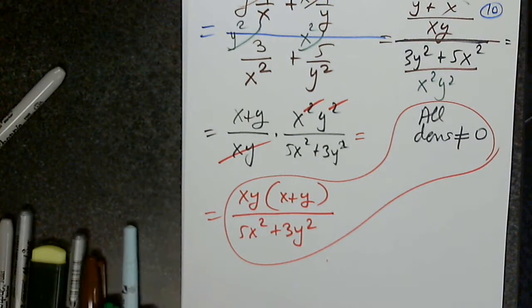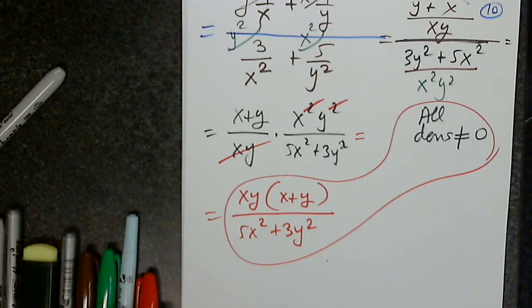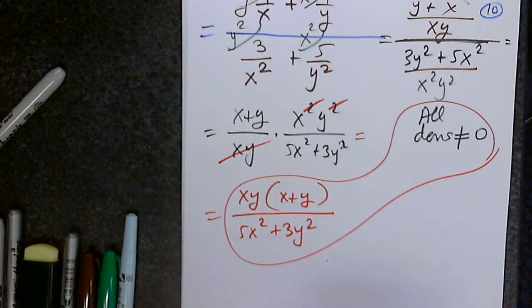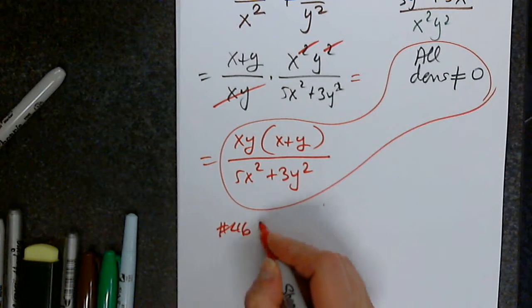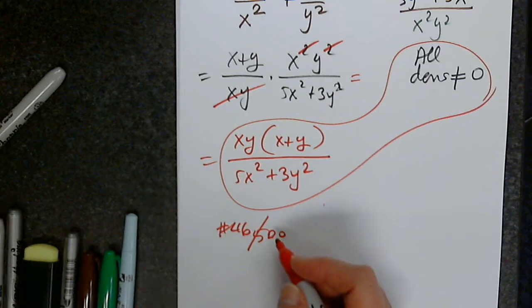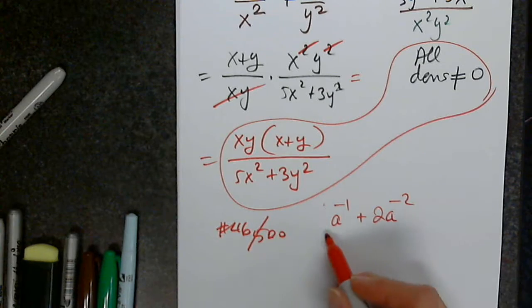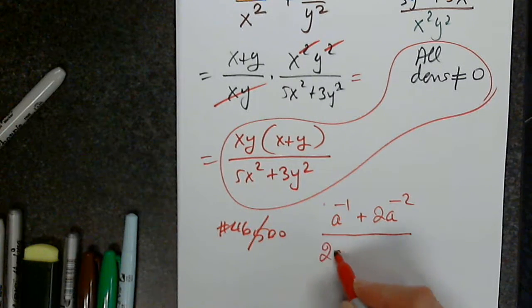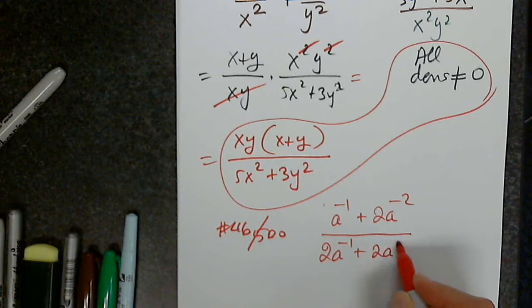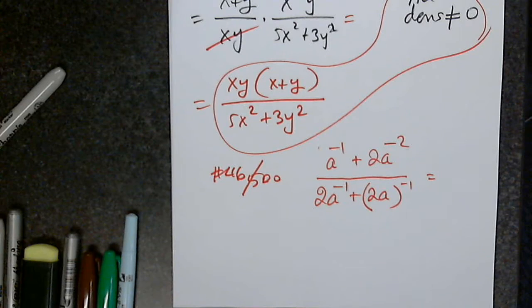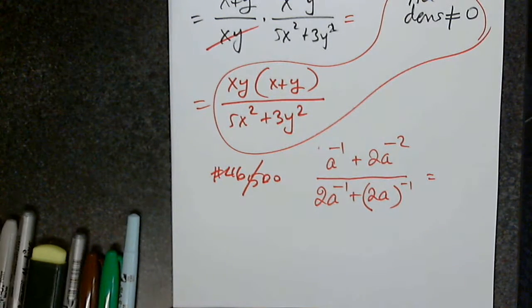Any questions? Do we need another, or do we move on to equations? Okay. Problem 46, same page, 500: a to the negative 1 plus 2a to the negative 2, everything over 2a to the negative 1 plus 2a, this time in parentheses, to the negative 1. Okay? 2 minutes.